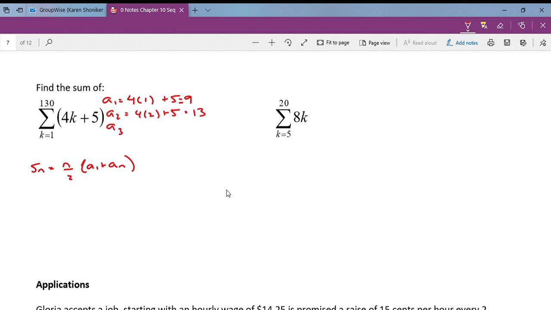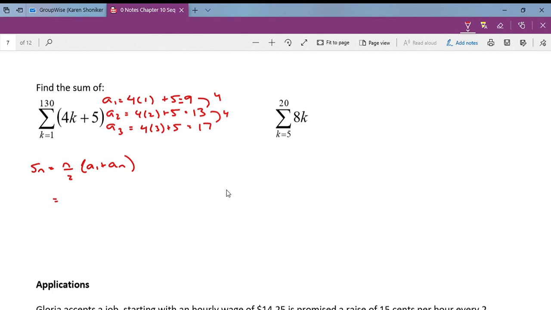And then to know for sure, you have to do the third term. So 12 plus 5, which is 17. And then check for that common difference. d is 4, 4, and then d is 4. So since they have a common difference, you know this is an arithmetic sequence or series, which means that I'm allowed to use this formula.